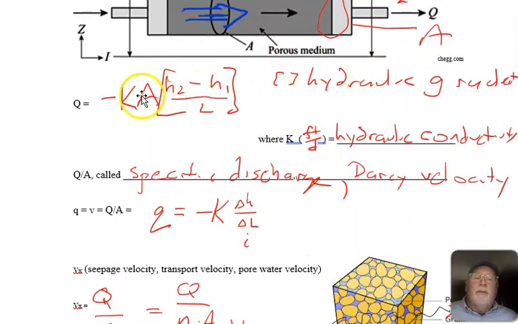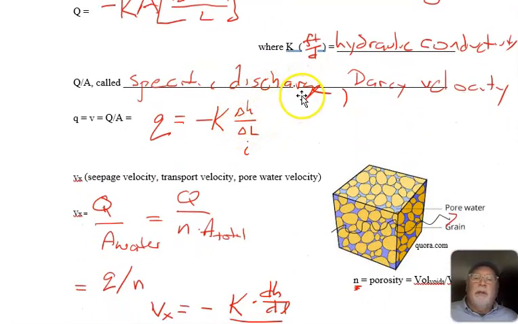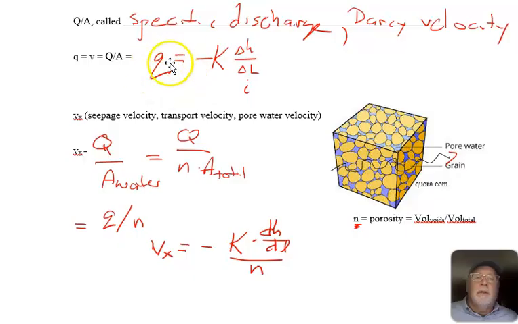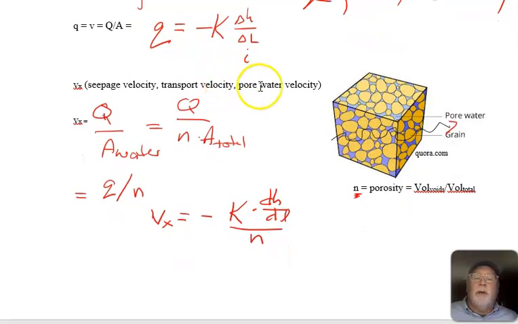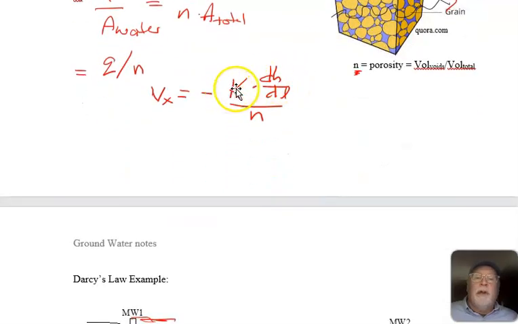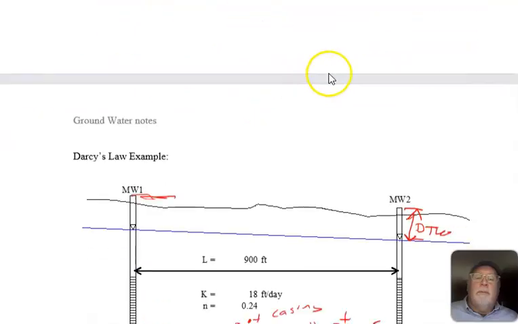And again, for both of these, there's a negative in front because the gradient is negative in the direction of flow. How fast the water is actually going, and how fast something moving with the groundwater would go, is the Vx. We might call it the seepage velocity, transport velocity, or average pore water velocity. That's this q, the specific discharge, divided by the porosity. So it's faster than that. So it's K times the gradient over n, and again, put my negative in there.